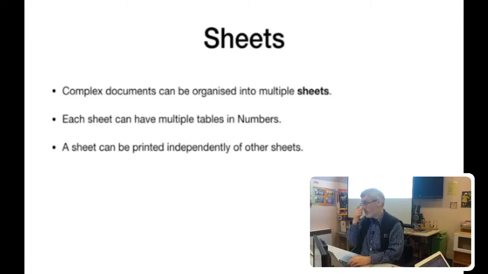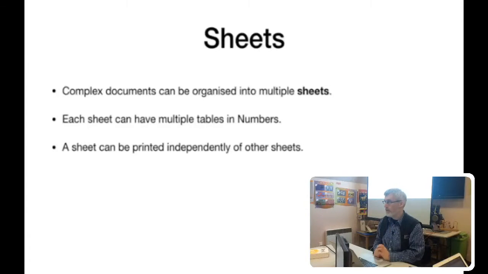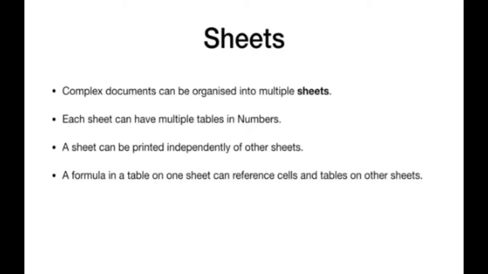The nice thing about sheets is if you want to print the spreadsheet, you can print each sheet independently. So you can decide in recent versions of Numbers either print all the sheets or just the one I'm looking at right now. And formulas, I'll come back to that in a second, a formula on a table can reference cells on other sheets as well. So if you have a sheet which has information on it that you want to reference, you can have another sheet which pulls information off the other one and displays it differently in some way.